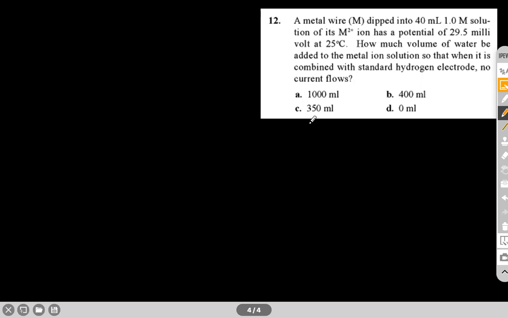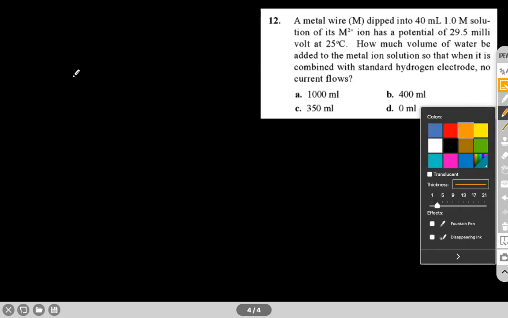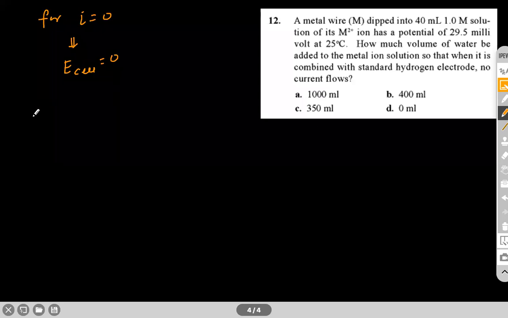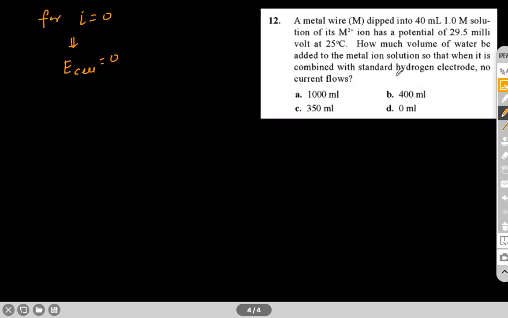Okay, so it means what? For no current, for I to be 0, it means E cell should be 0. There is no EMF, right? E cell should be 0. We know hydrogen electrode, the EMF is 0, right? Standard electrode potential is 0.